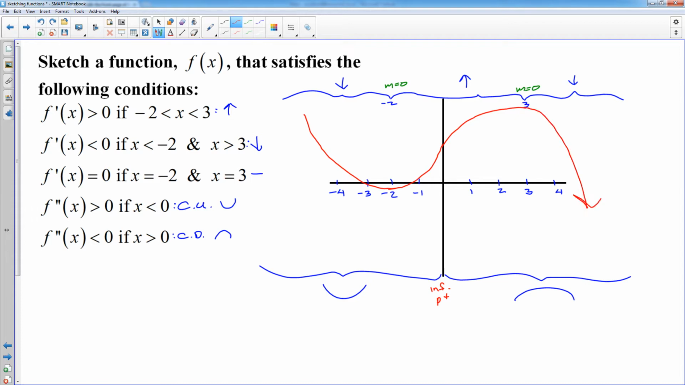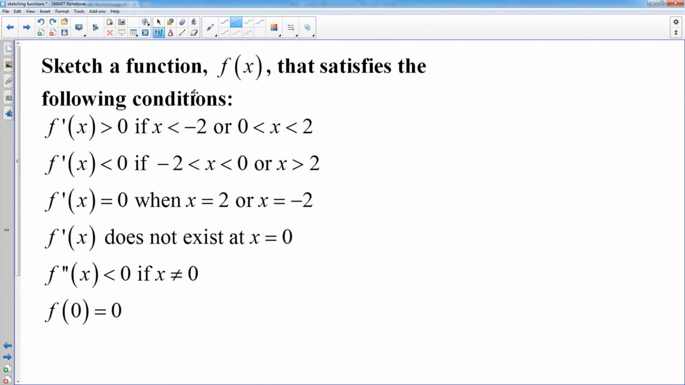So your function is going to look something like this. Now, I did not give you any actual ordered pairs to hit, so there's a little bit of leeway in the vertical shift of this graph, but you should have something in this ballpark for those descriptions. Let's look at the next one.